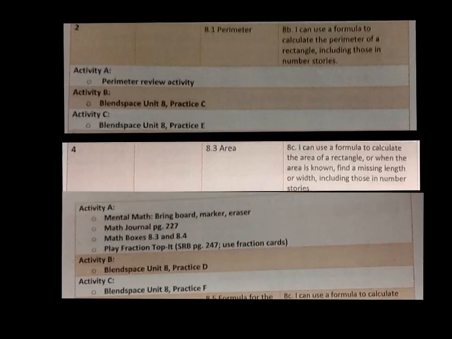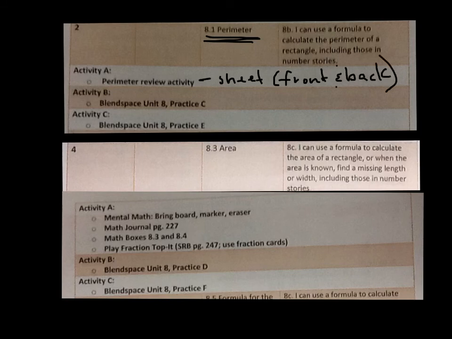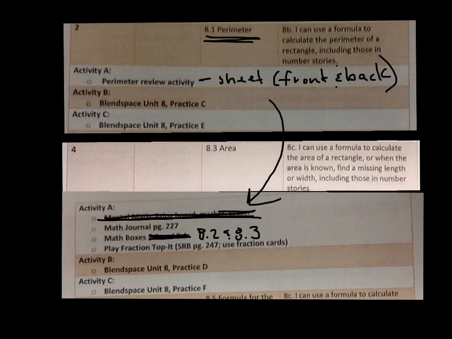Today we've got a couple of things that we're combining. For activity A, up by perimeter, our perimeter review activity today is going to be the sheet, front and back. Then you will move on down to activity A over here. We didn't need to do the mental math today. You will need to complete Math Journal page 227 with some problems for area. And we will actually be doing math boxes 8.2 and 8.3.